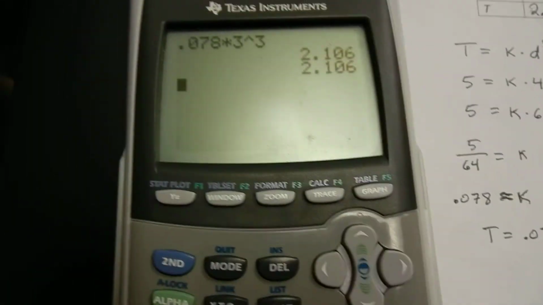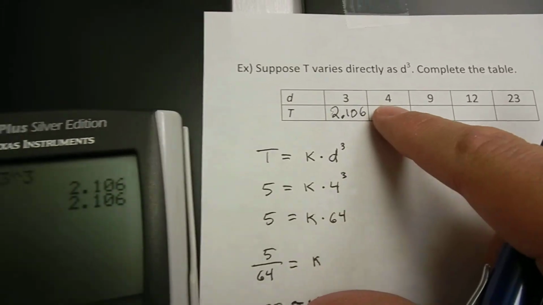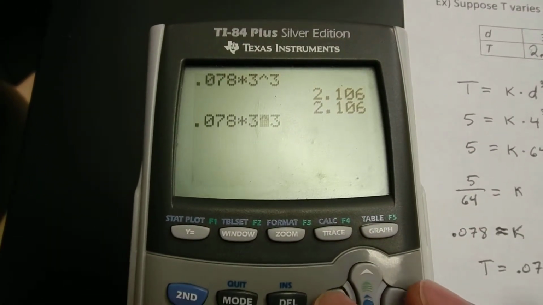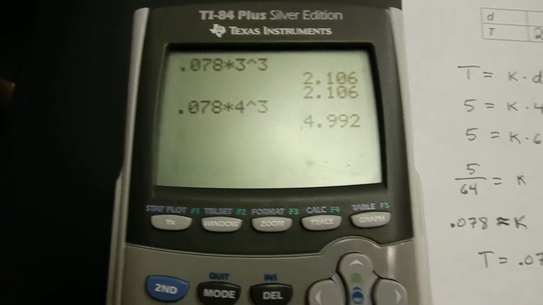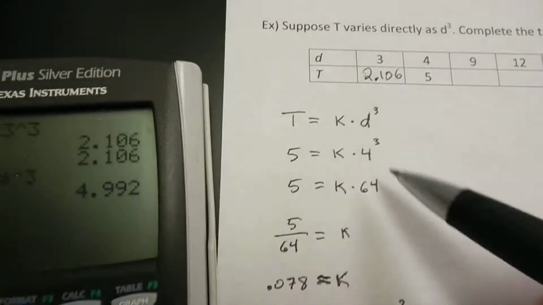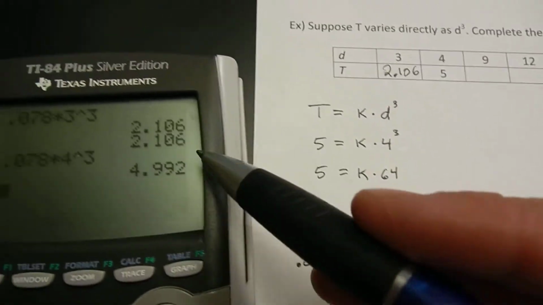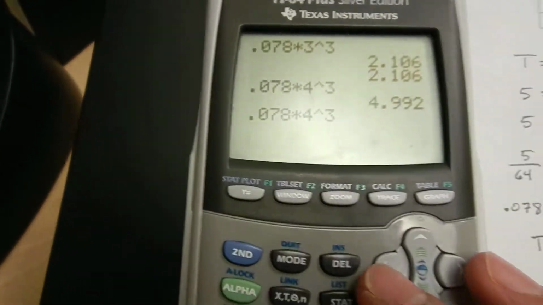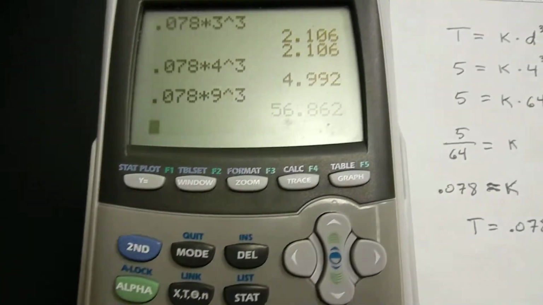So let's verify that we do get 5 when we plug in a 4 there. So I'm going to hit second enter so I can manipulate and input a 4. So we get close to 5 because this is a rounded number. So that's going to do. Let's input 9, 12, and 13. So I'm hitting second enter, and I'm going to put in a 9 there.